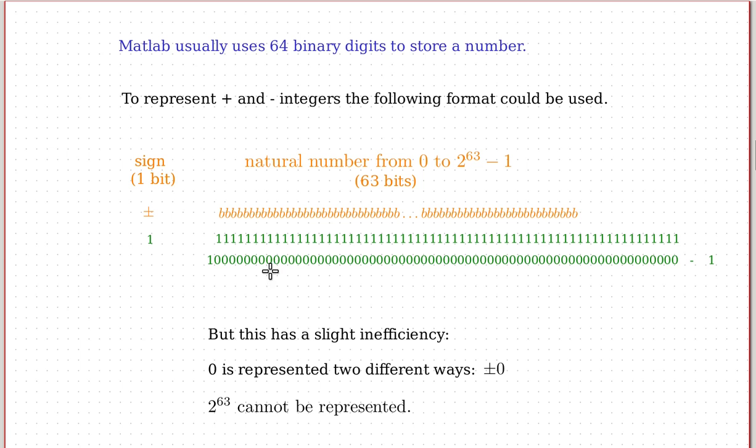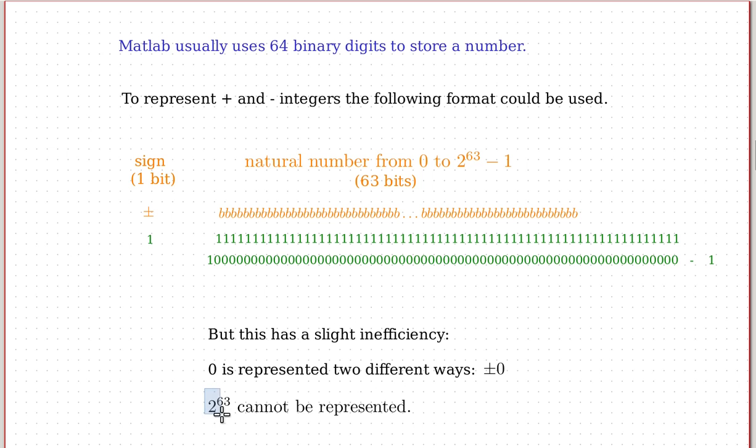Now, that seems pretty good, pretty natural and simple, but there is a slight inefficiency. It seems pretty minor, it seems trivial actually, but it's the kind of thing that computer scientists obsess about. They want to squeeze the maximum amount of usage out of the memory that they're using. You notice that 0 is represented in two different ways, because if you have all zeros in this position here, the value is still 0 regardless of whether the sign is positive or negative, right? So positive and negative 0 are really representing the same number.